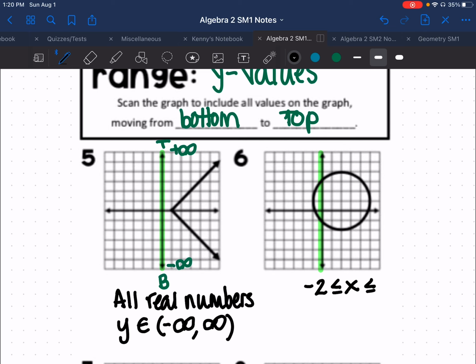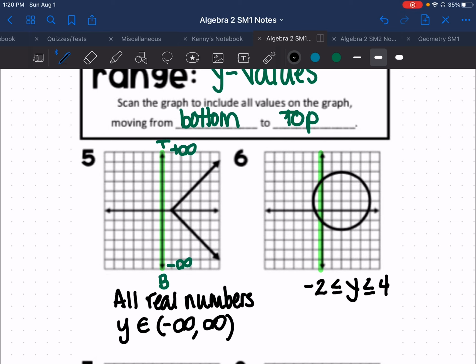and +4. Oops, I don't want to use x. I want to use y because I'm doing range. So I want to make sure that I do not use the letter x because that is the variable we use for domain. So just be very careful that you do use the letter y.